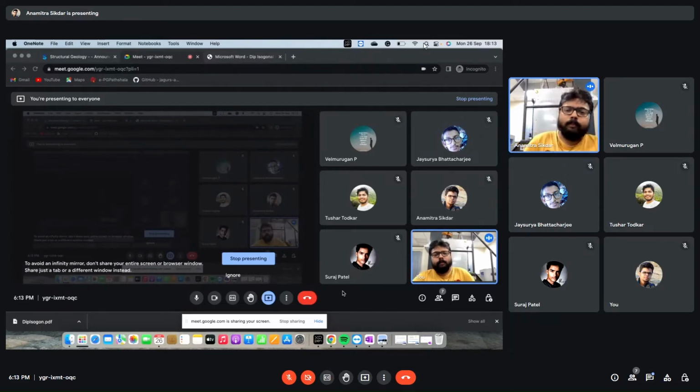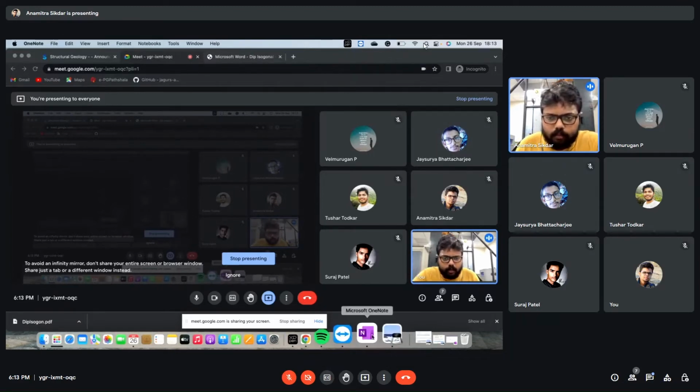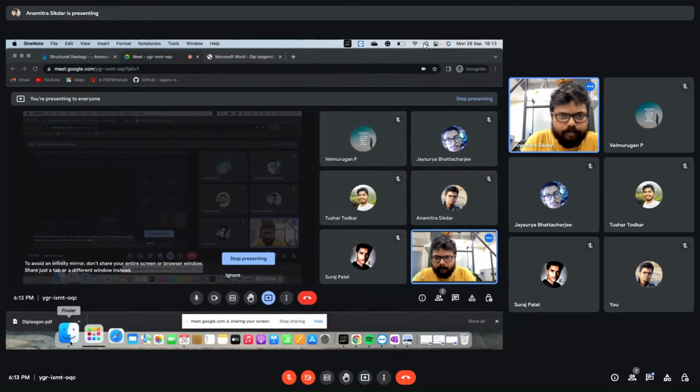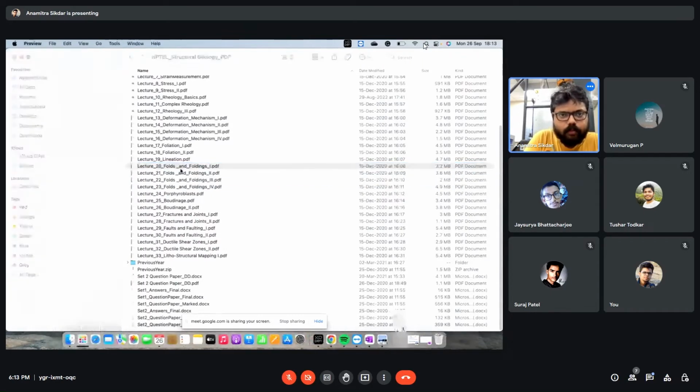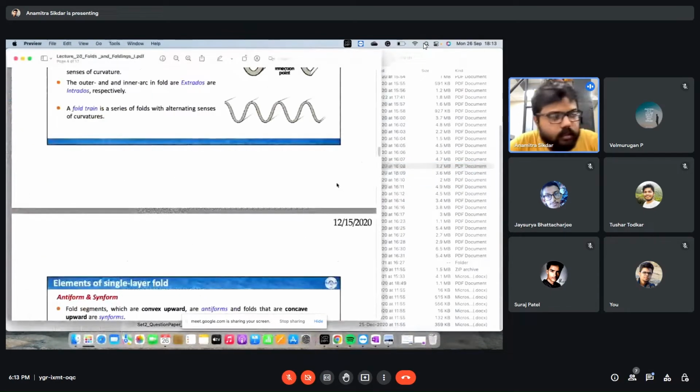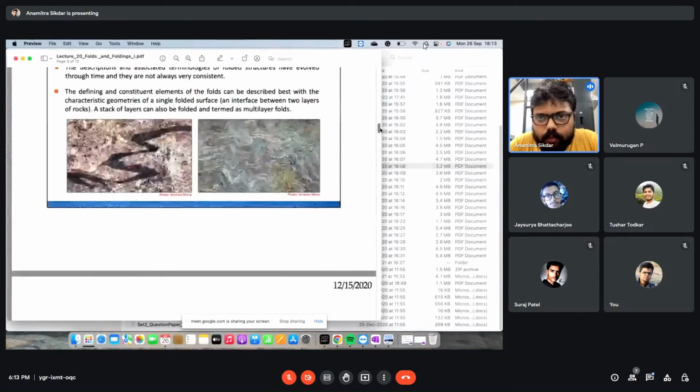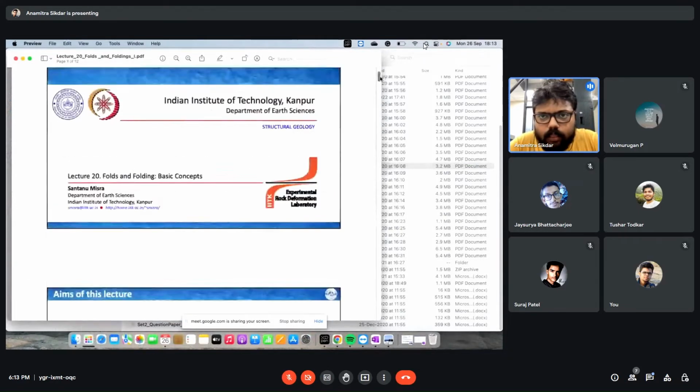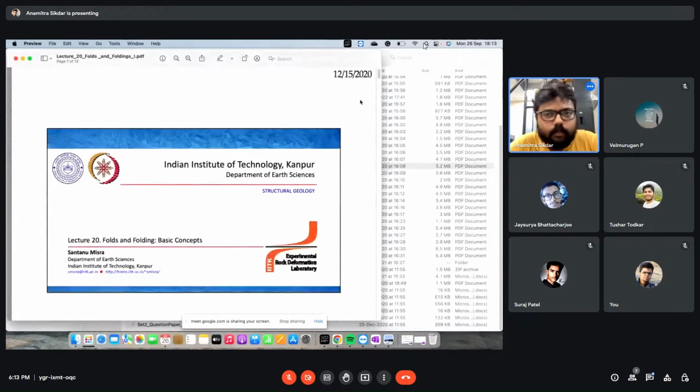Okay, so I'll be starting with folds today. We have completed up to lineation in the previous class, right? So is there anything else that I am forgetting from the previous class?